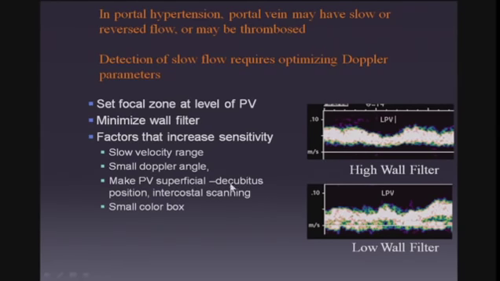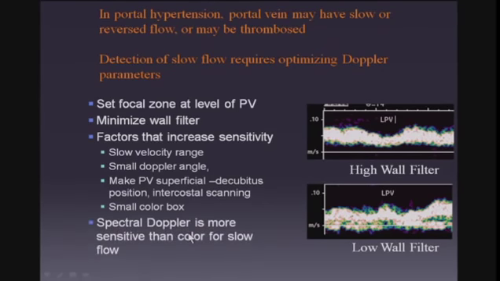establishing a slow velocity range, creating a small Doppler angle, making the portal vein as superficial as possible by putting the patient in a different position, such as decubitus or scanning intercostally, and finally making the color box as small as possible. All these factors will increase your sensitivity to slow flow. Finally, remember that spectral Doppler is more sensitive than color for slow flow.